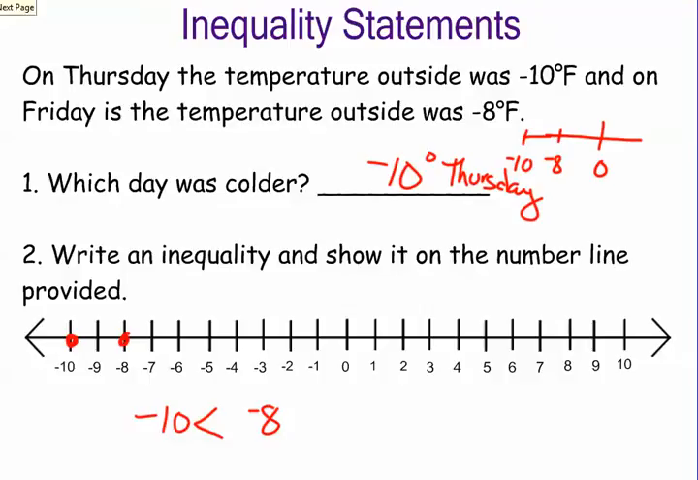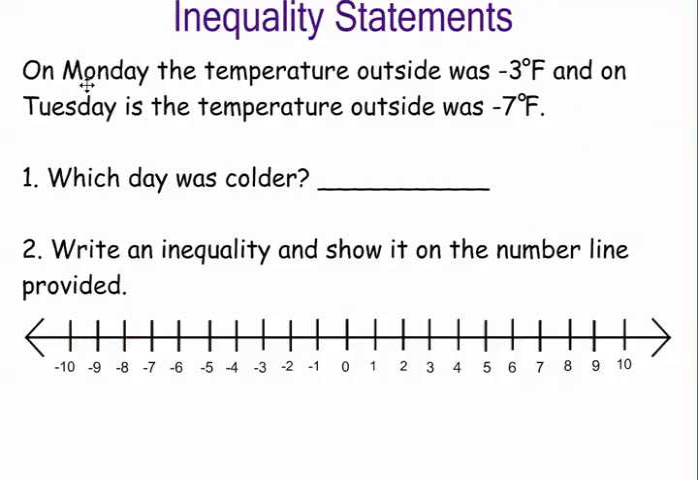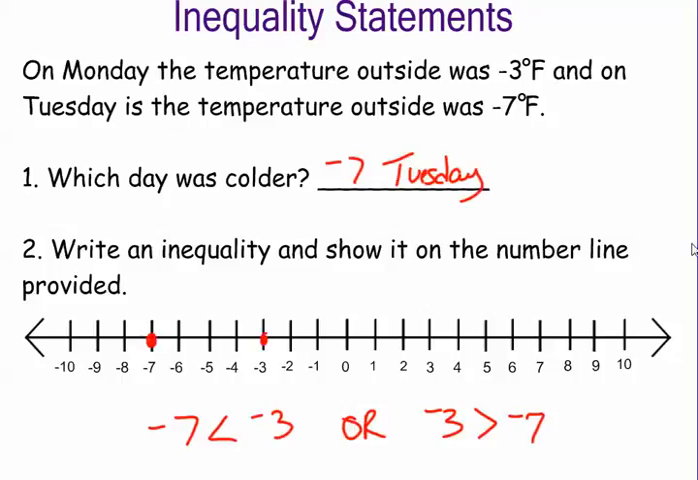And why don't you go ahead and do the next one by yourself? Okay? On Monday, the temperature outside was negative 3, and on Tuesday, it was negative 7. Which day was colder? And write an inequality to show that. Pause the video and come back with your answer. All right, check that answer. Again, this whole time, writing that number line really might help you. Or if you look above my smartboard, I've got that number line up there that will always help you, especially when you get into the negatives, okay?